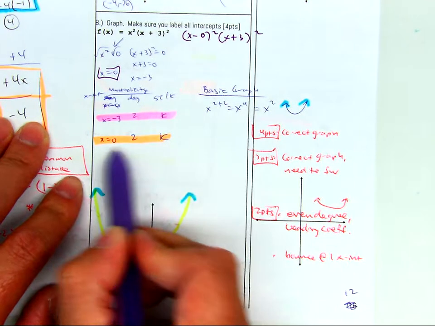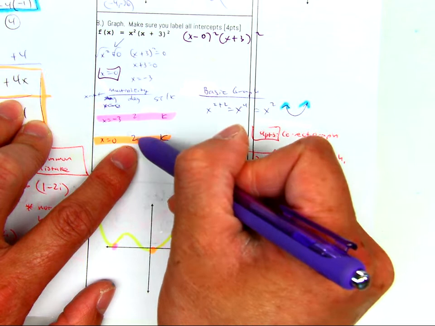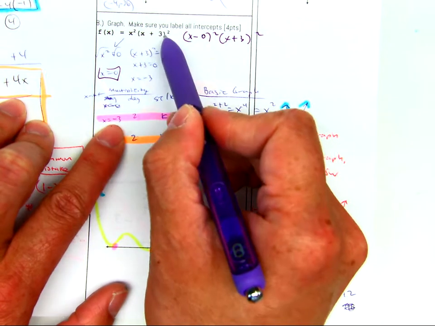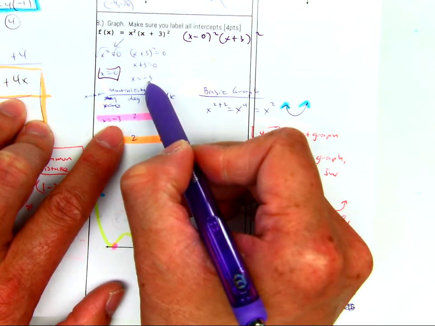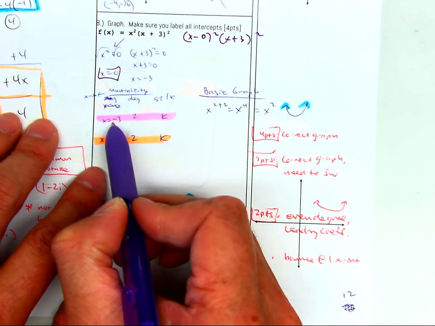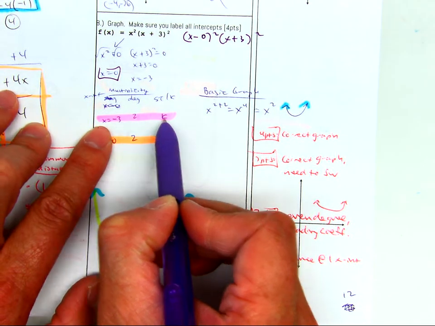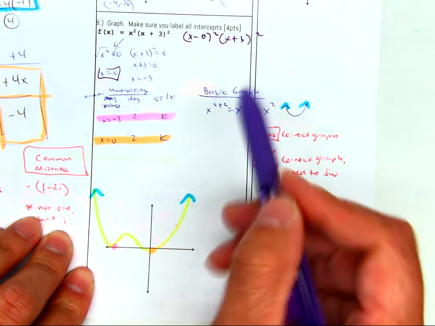Its multiplicity is 2, which is even. Anytime it's an even number, you kiss or bounce. Set the other factor equal to 0. You get x equals negative 3 and x equals negative 3. Essentially what that means is that you have a degree of 2. That's also a kiss. For your basic graph, you just add the exponents.